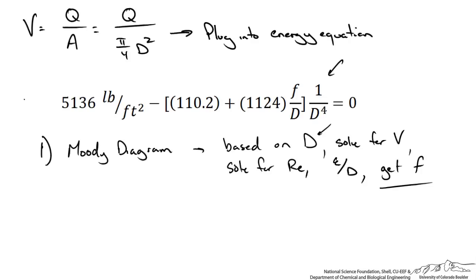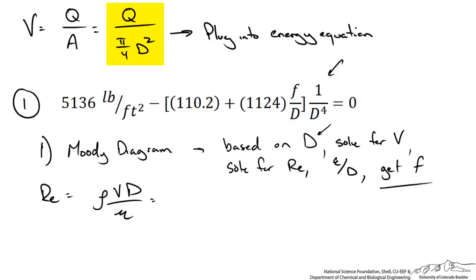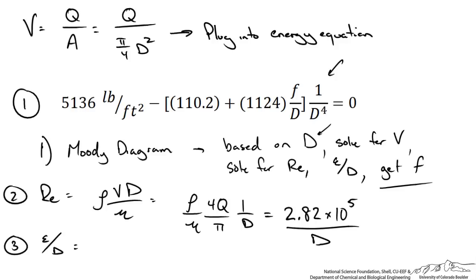So let's write out our expressions. We have this one, equation 1, which is a function of f and D. We have the Reynolds number, which we need for the Moody diagram, which is rho V D over mu. And since we only want to work in terms of diameter, we're going to plug in this expression up here for our velocity. And when we do that, we get rho over mu times 4Q over pi times 1 over D. Now we could simplify this since we know rho, mu, and Q and get the following expression for the Reynolds number.